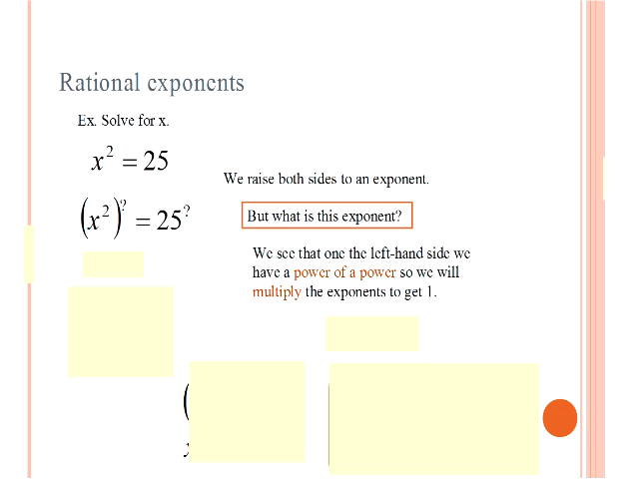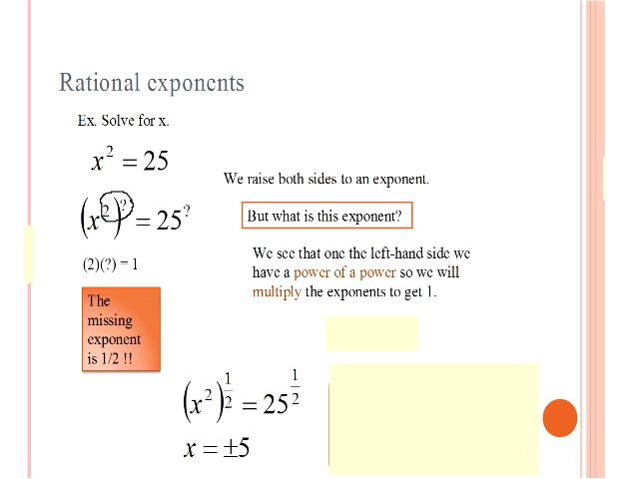And so we know that we have to end up with an exponent of 1. We want all of this exponent to be a 1. Since we have a power of a power, these two will multiply to give us 1. So now I know that 2 times something equals 1. Well, that something is 1/2.